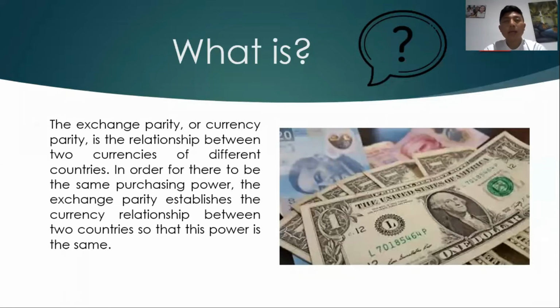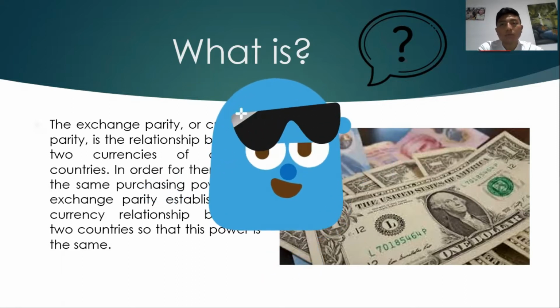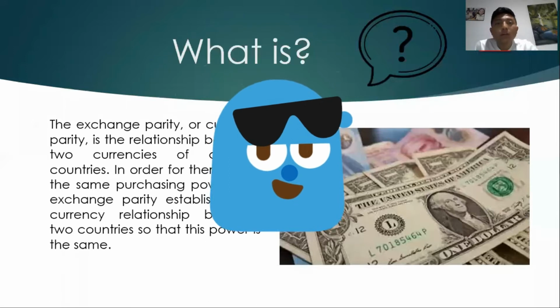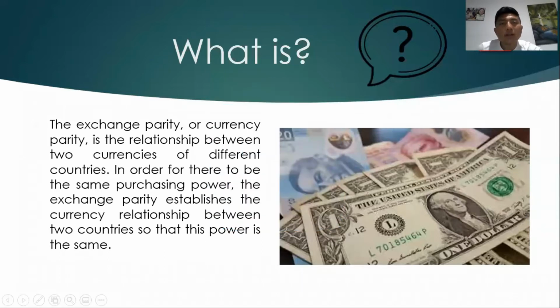Now, I ask you, what is the exchange parity? Option A is the change of two coins. Option B is the change of two cars. And option C is the relationship in three countries. The answer is letter A.